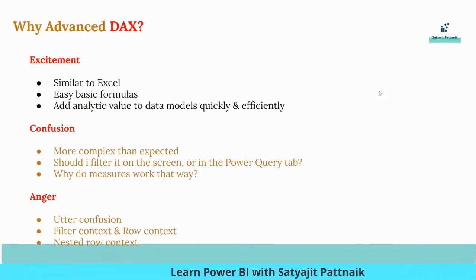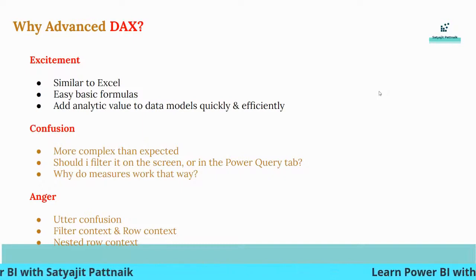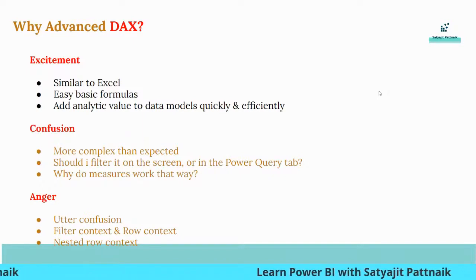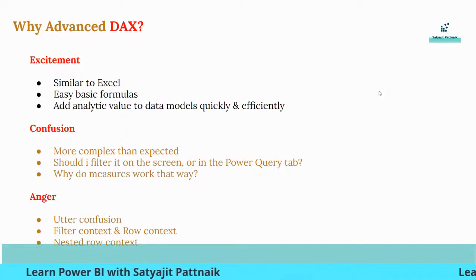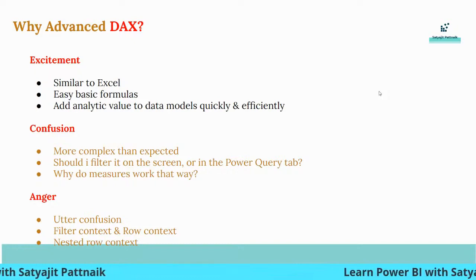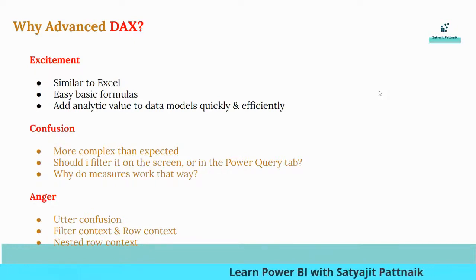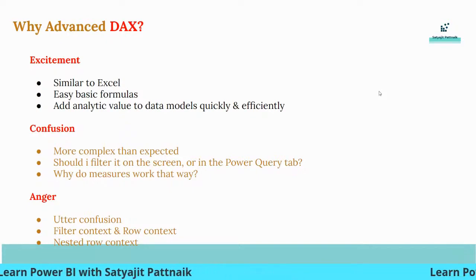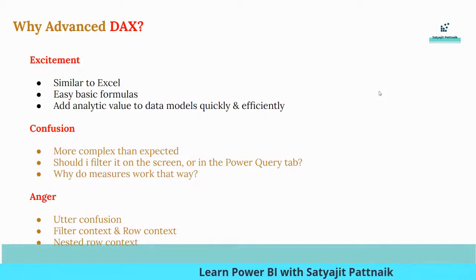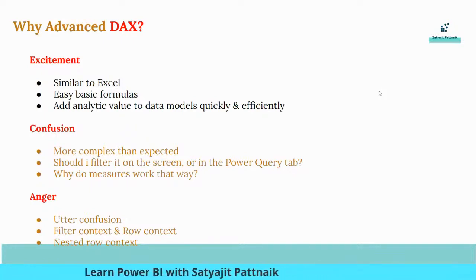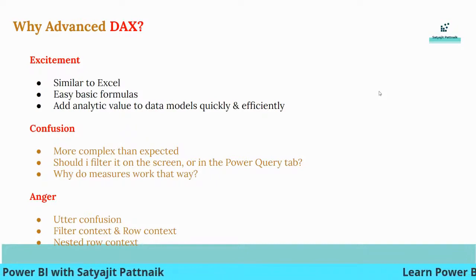Then comes the next stage, when you get started working on real ground level data. Then starts your confusion. It's getting more complex than expected. Should I filter it on the screen or should I use it in the Power Query tab? Because I showed you multiple ways to do it, right? One question in your mind is which one is an effective way. Nobody will be able to answer that. You can definitely figure it out when you deal with real time data sets or real time connections. Why do I have to use measures that way?